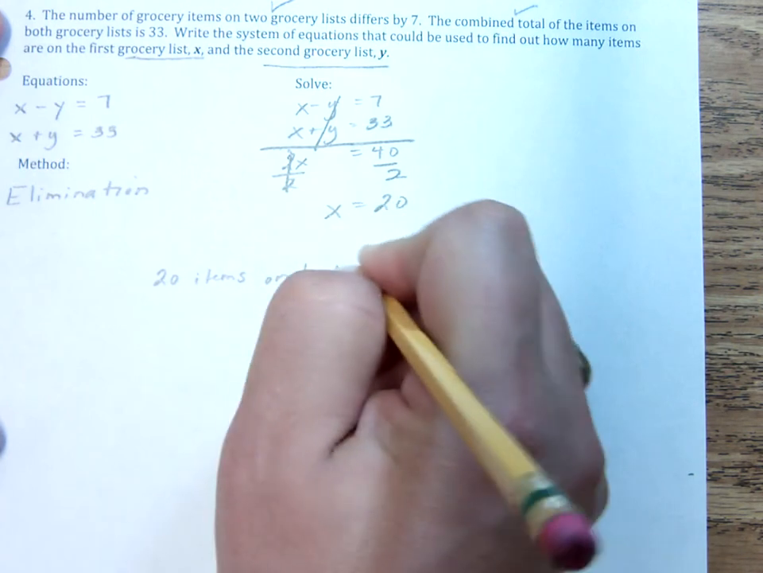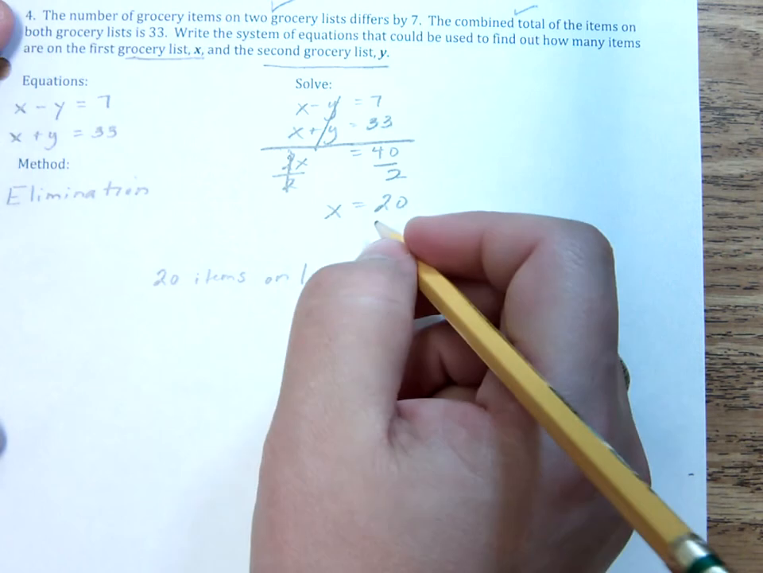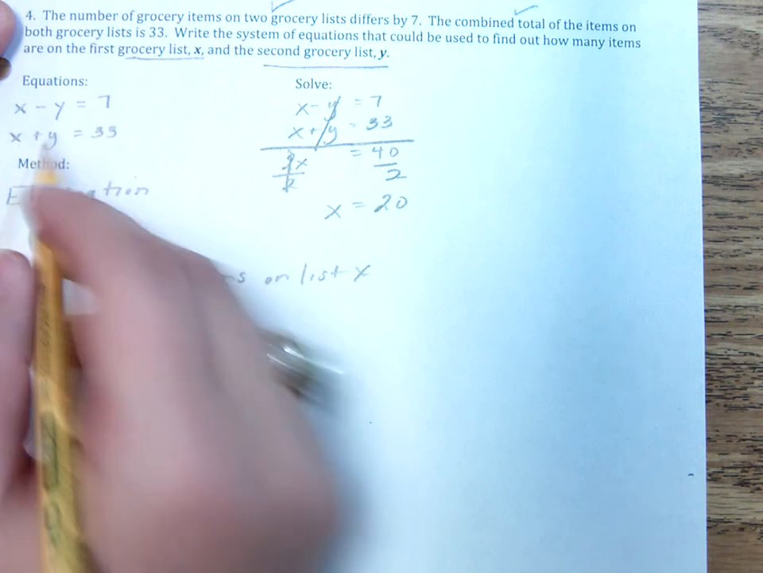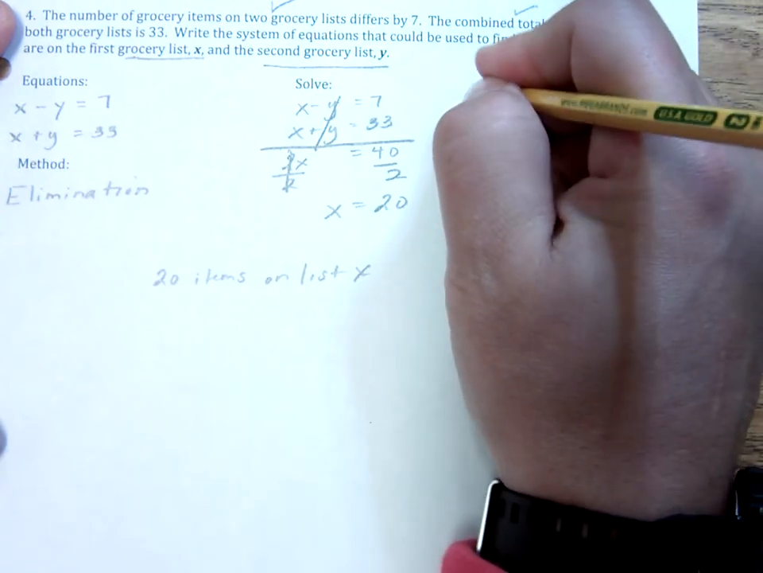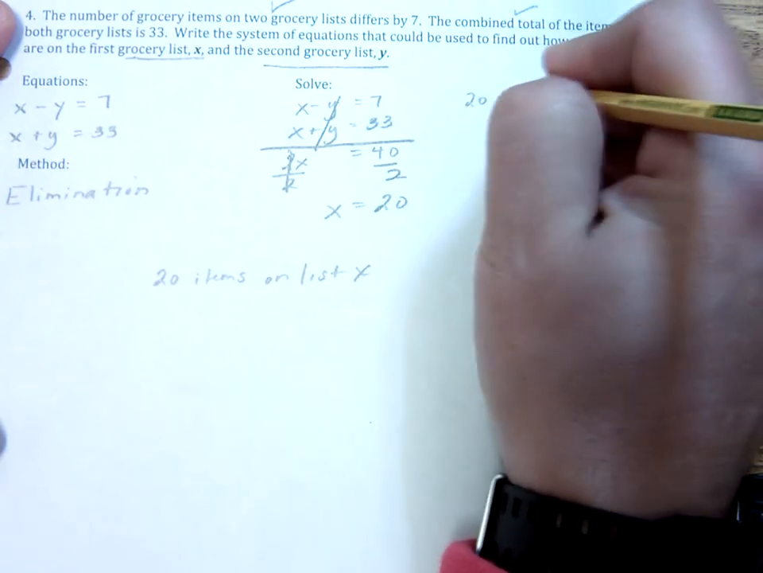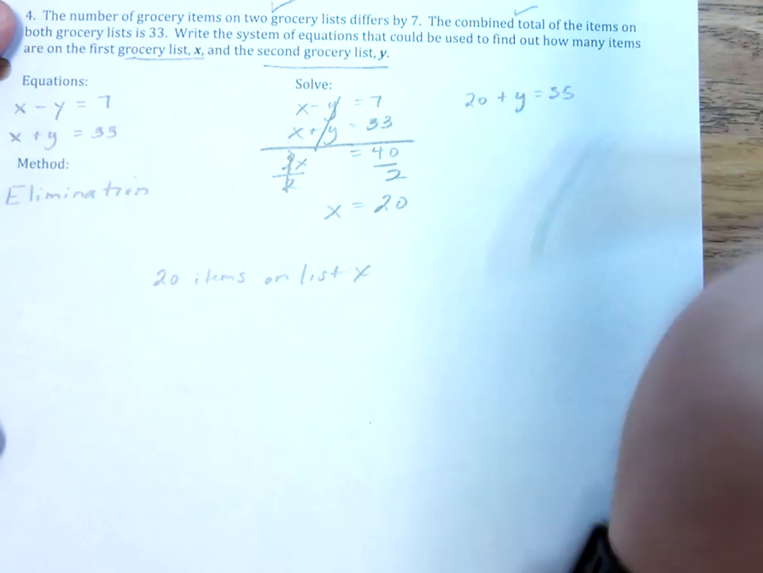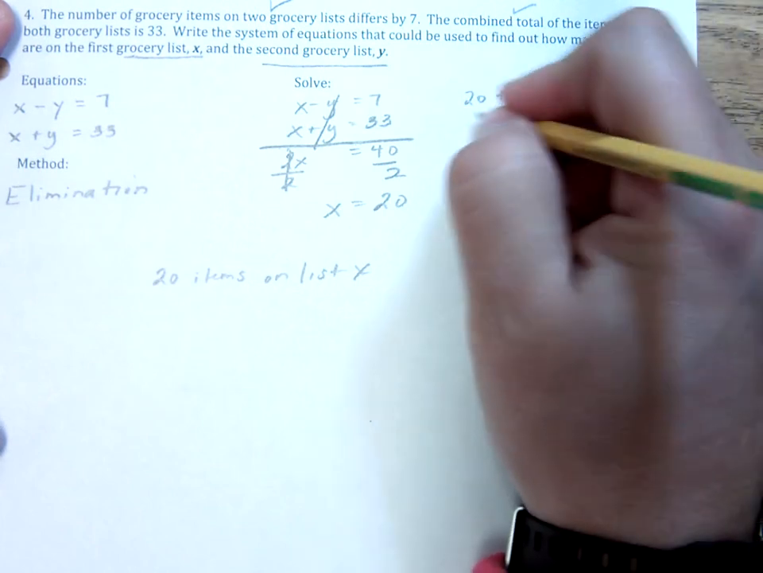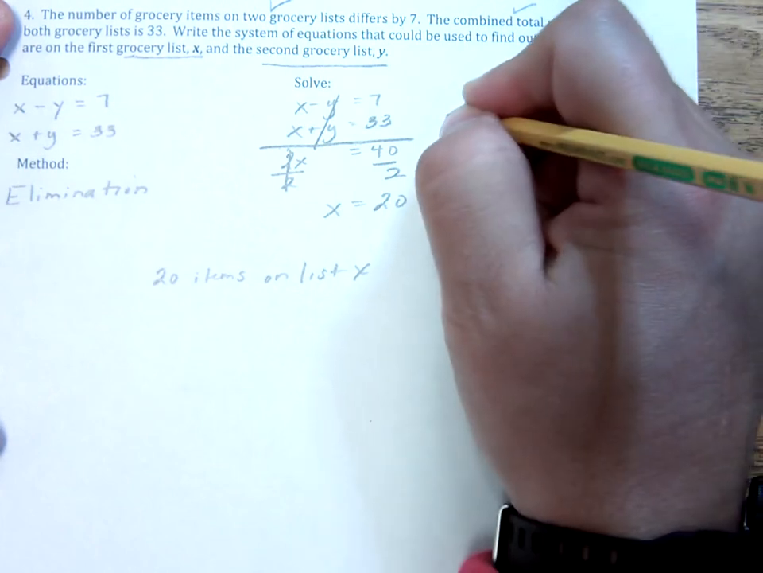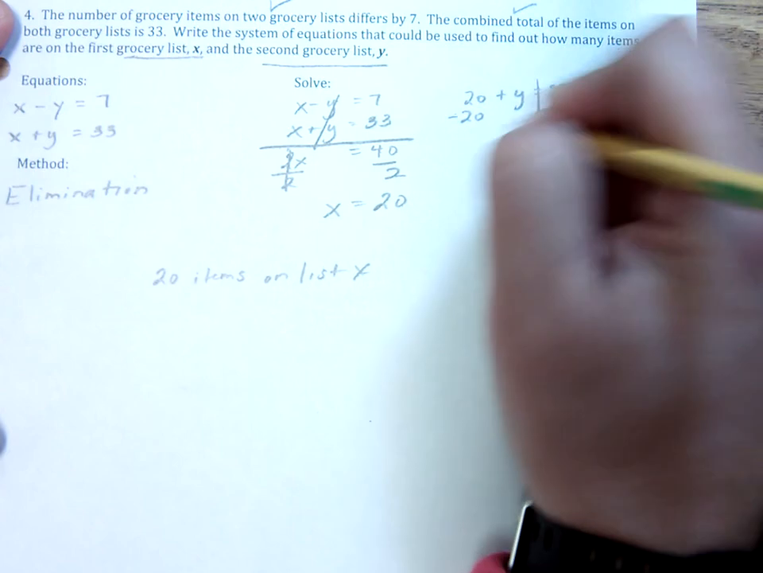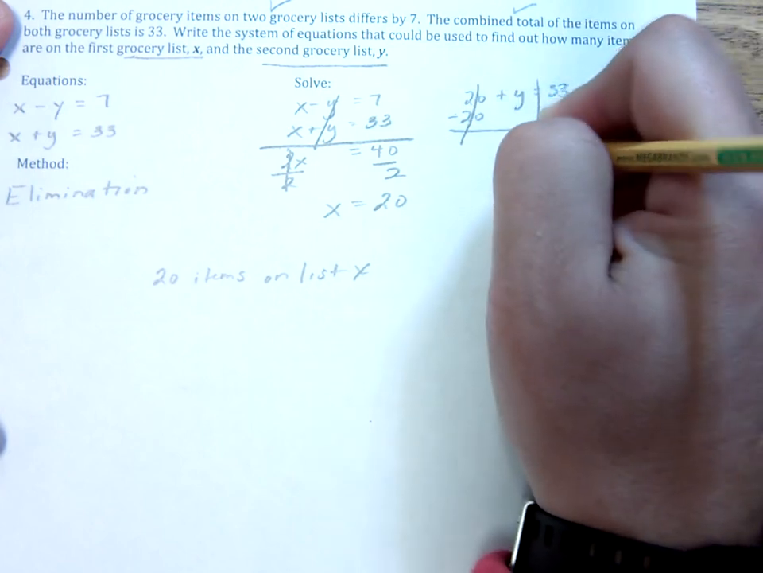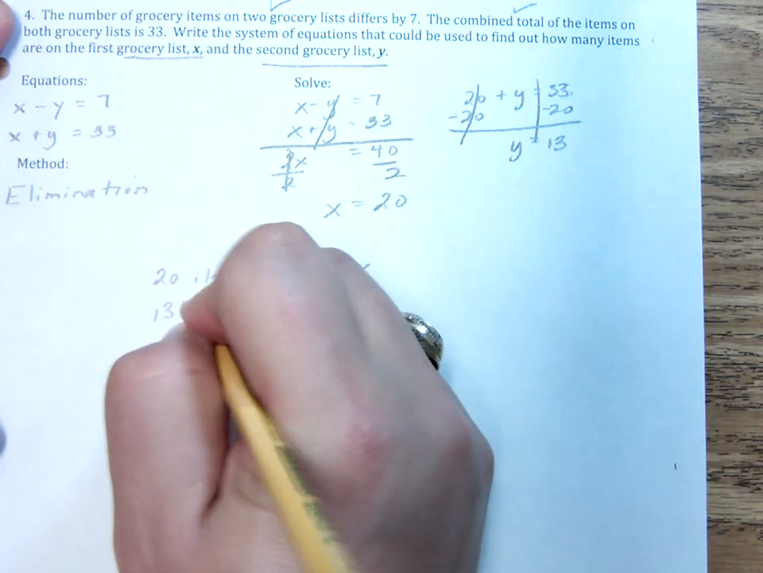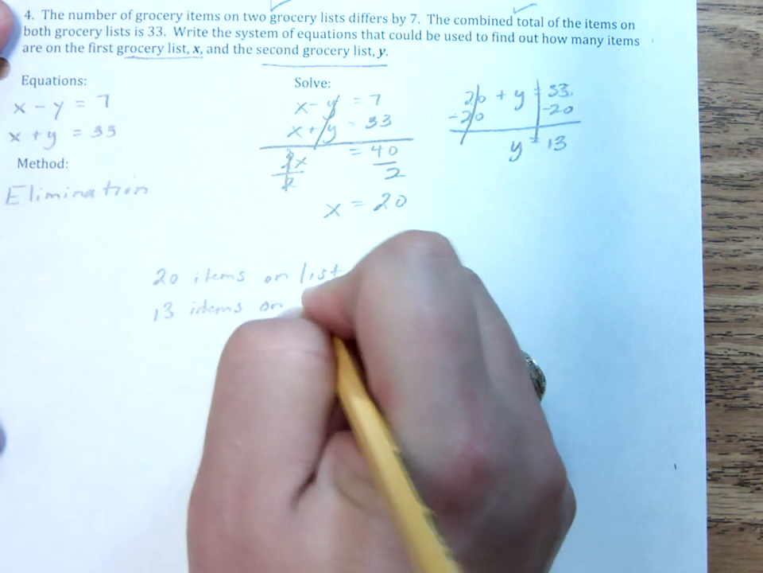To find out how many are on list Y, just plug it into either one. I'm going to go ahead and plug it into the second one because there's no negative sign. So now instead of X, I'm going to write 20 plus Y equals 35. I'm sorry, I keep putting 35. It's 33. So solve this simple equation. Subtract 20 from both sides. That cancels. Y equals 13. So there's 13 items on list Y.